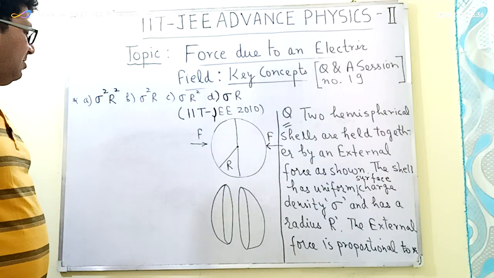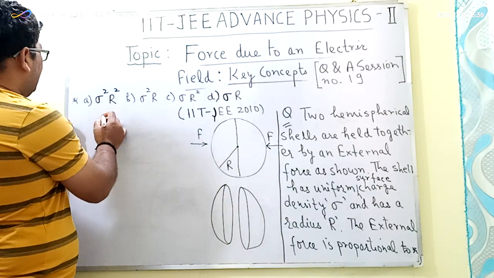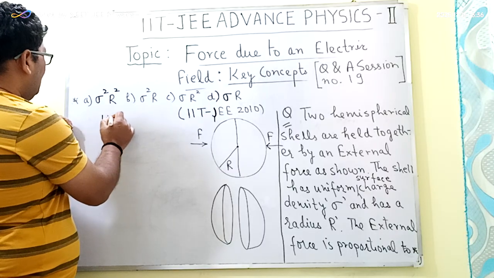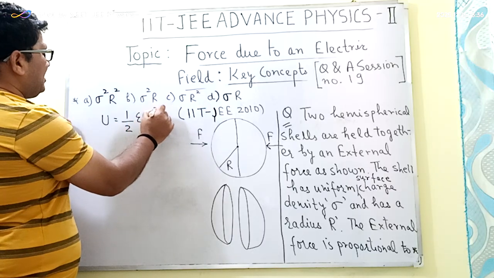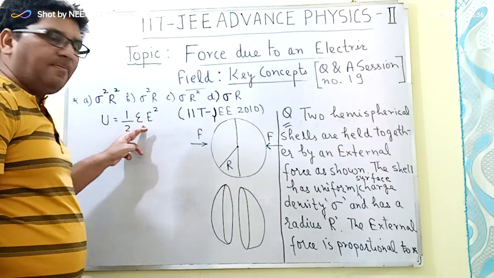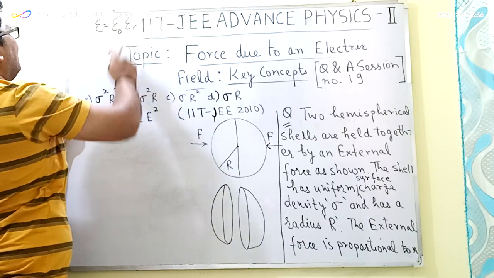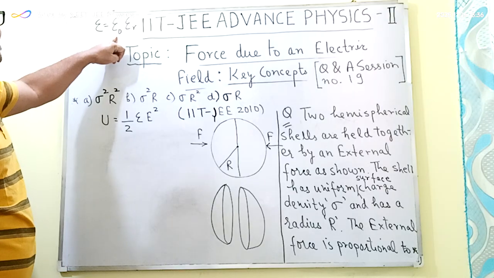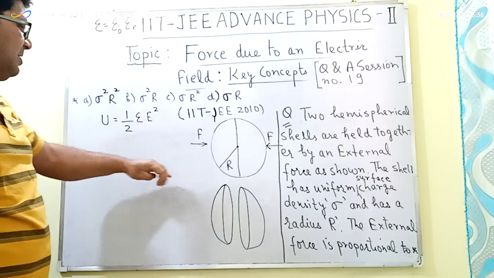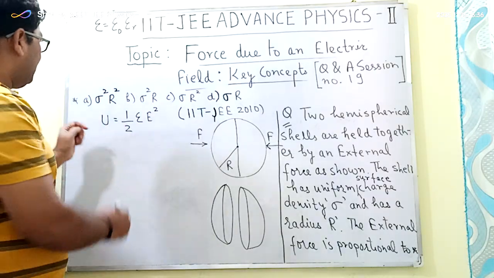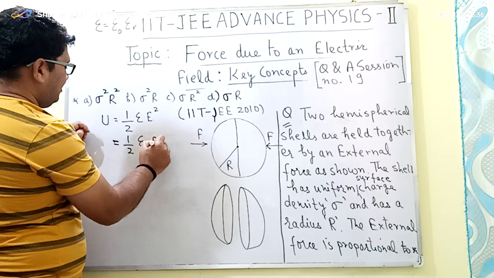Now we know that the energy stored per unit volume of a dielectric medium in an electric field region, U, is equal to 1 by 2 epsilon E square, where epsilon is the permittivity of a medium and this epsilon is equal to epsilon naught into epsilon r. Here epsilon naught is the permittivity of free space and epsilon r is the relative permittivity. If I am considering the medium to be free space, then this formula will become equal to 1 by 2 epsilon naught E square.